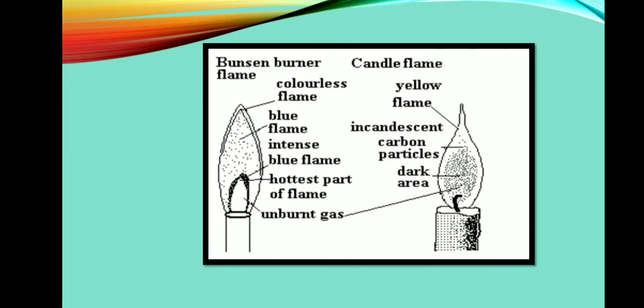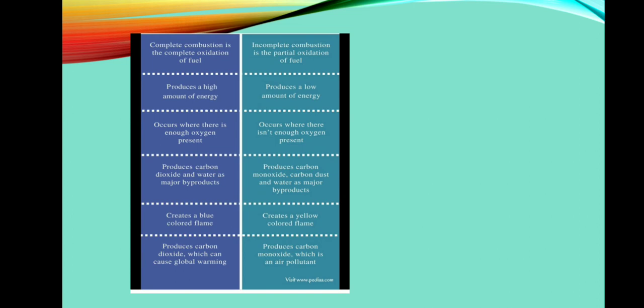So you can compare this one. Mostly unburned carbon is released in the candle flame. That's incomplete. So I think complete combustion is best. Here you can see this one. There are differences also. High energy is produced in complete combustion and low energy is produced in incomplete. More oxygen is used in complete and less oxygen, not enough oxygen, is used in incomplete. And blue flame in complete and yellow flame in incomplete.